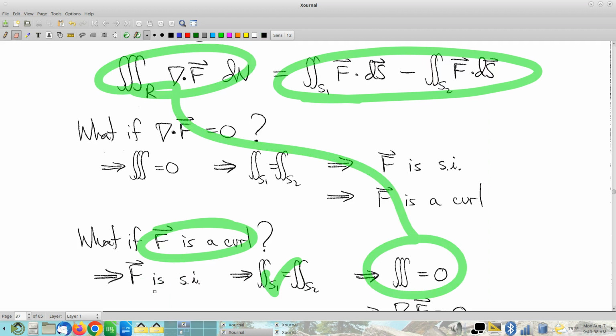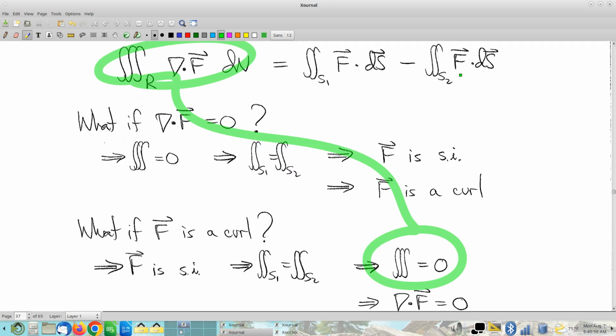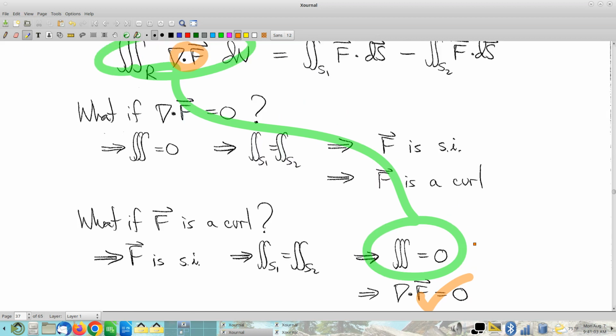Now, how is this possible? How could it be that a triple integral is not just 0, but it's 0 no matter what three-dimensional solid R domain you pick? All domains, all integrals are always 0. There is only one possibility, and that is that this integrand, the divergence, must be 0. Okay, so again, analogous reasoning.